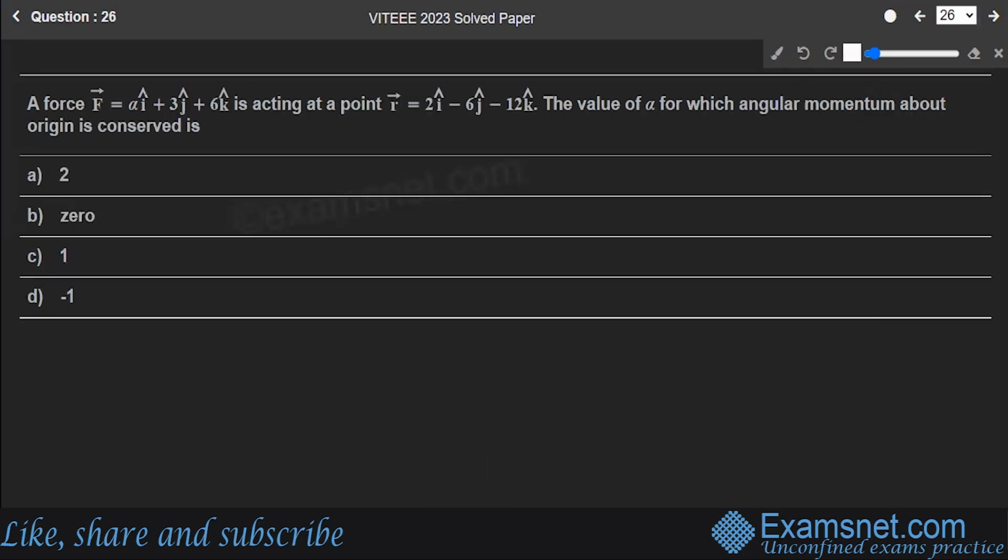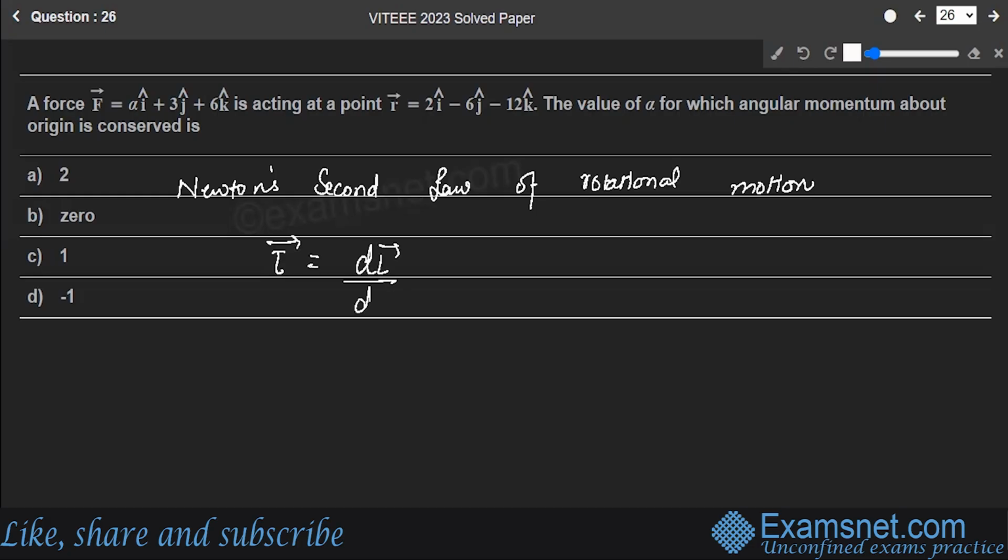If a force given by this vector is acting at a point R, which is given by this vector, the value of alpha for which the angular momentum about the origin is conserved is, okay, I'll use Newton's second law of rotational motion. Newton's second law of rotational motion is given as torque is equal to change in angular momentum with respect to time.